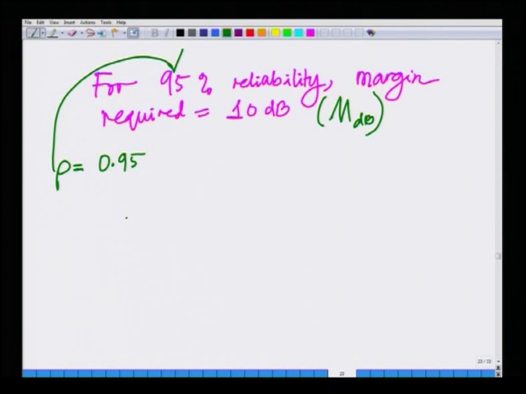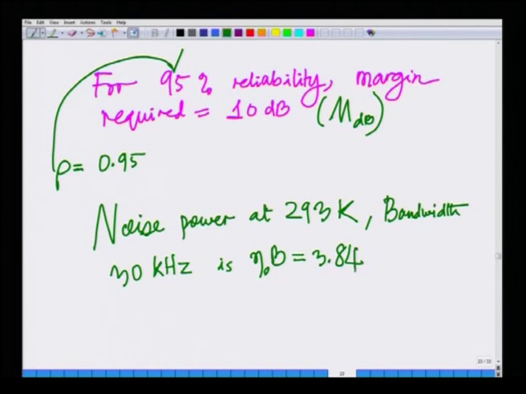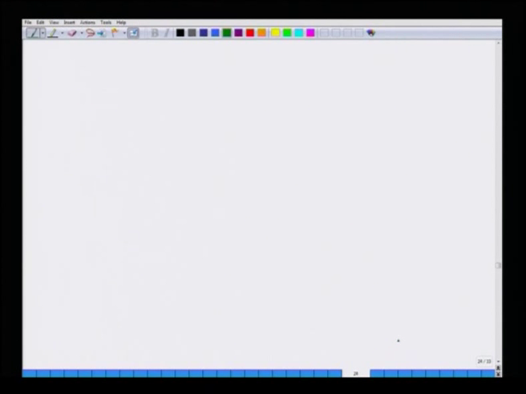Further, we computed that the noise power at 293 Kelvin and bandwidth of 30 kilohertz is eta naught B, which is equal to 3.84 into 10 power minus 16, and we are also given that interference power is equal to noise power.